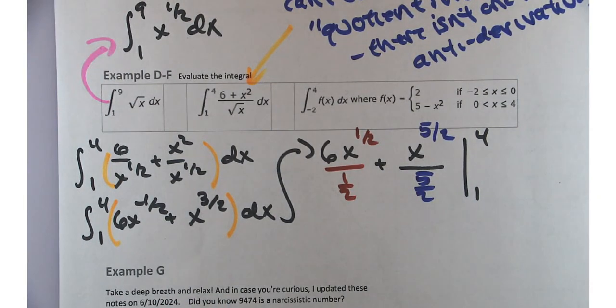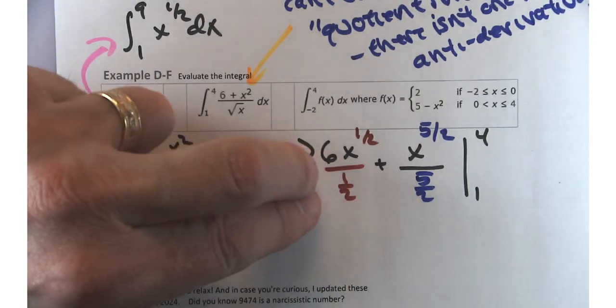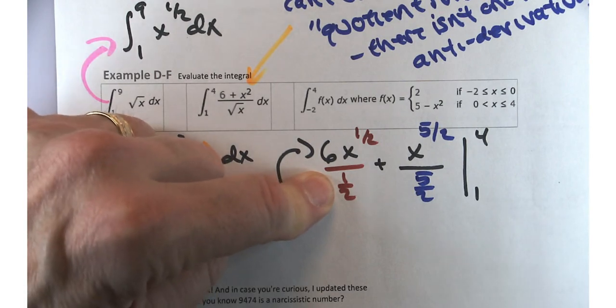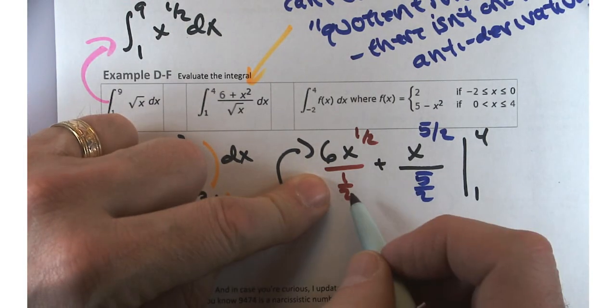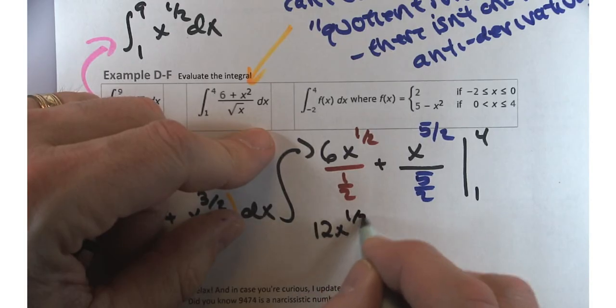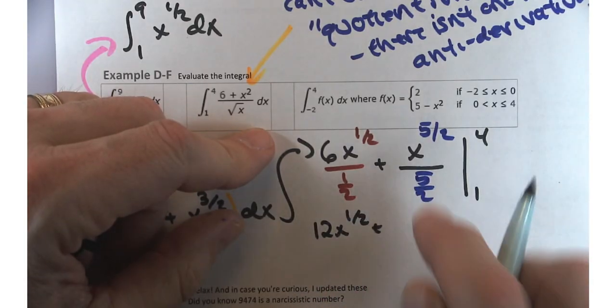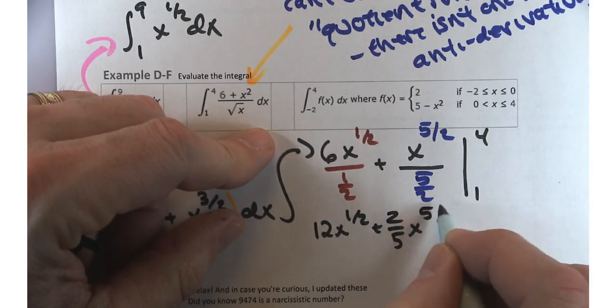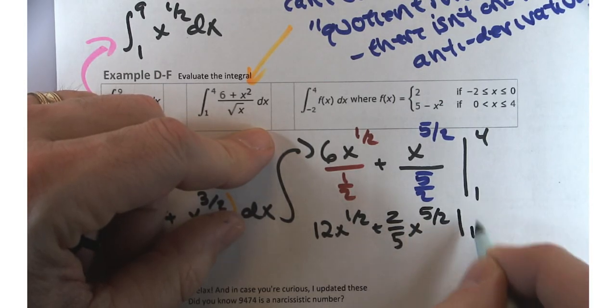Now, before I try and enter this in my calculator, let's do this. When you divide by a fraction, that's the same as doing what? Multiply by the reciprocal. So multiply by 2 is going to be 12x to the 1/2. Multiply by the reciprocal here, I get 2/5 x to the 5/2 between 1 and 4.